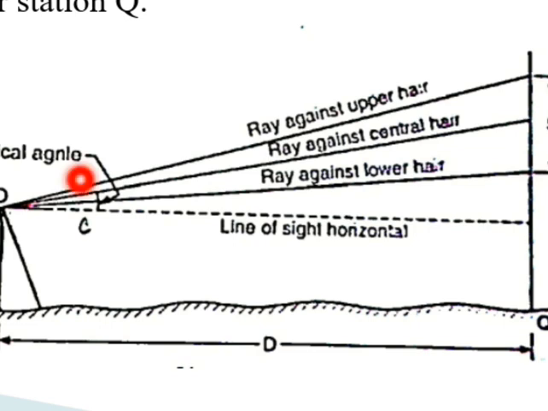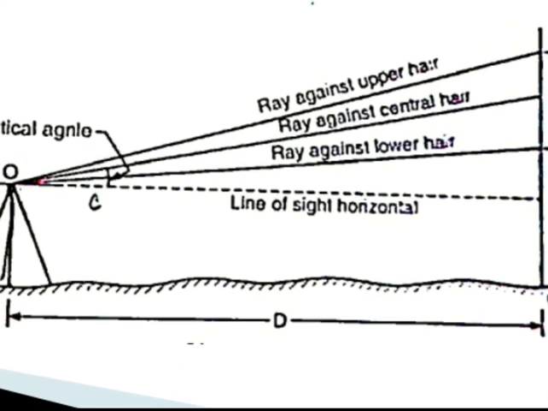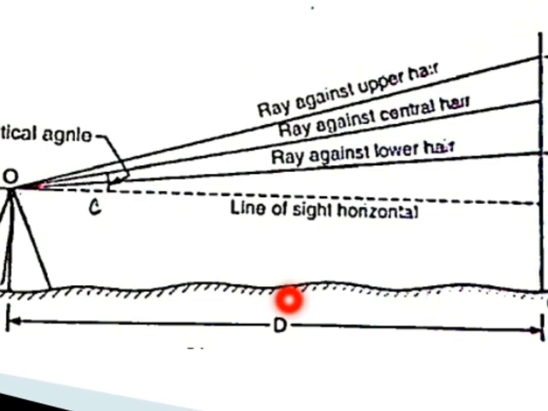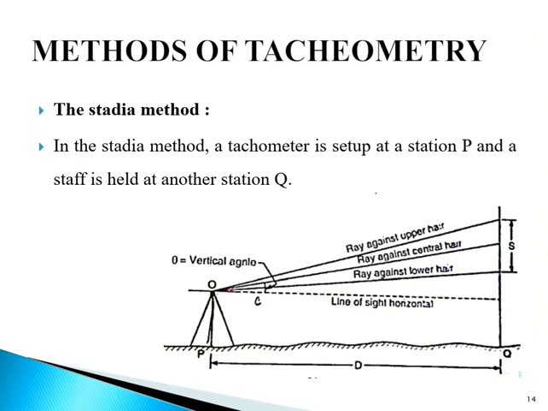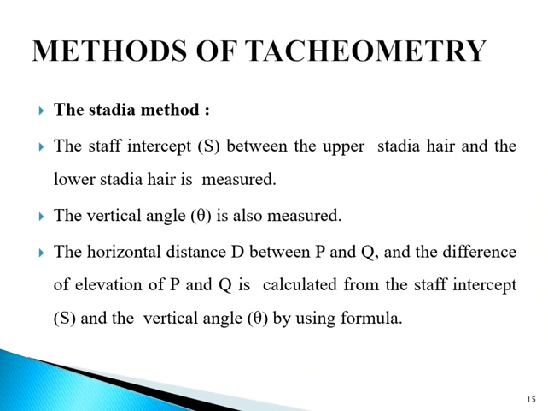Then the vertical angle theta is also measured. The horizontal distance, capital D, between P and Q, and the difference of elevation of P and Q are calculated from the staff intercept S and the vertical angle theta by using formulas. Different formulas will be there, which we have discussed and written here.